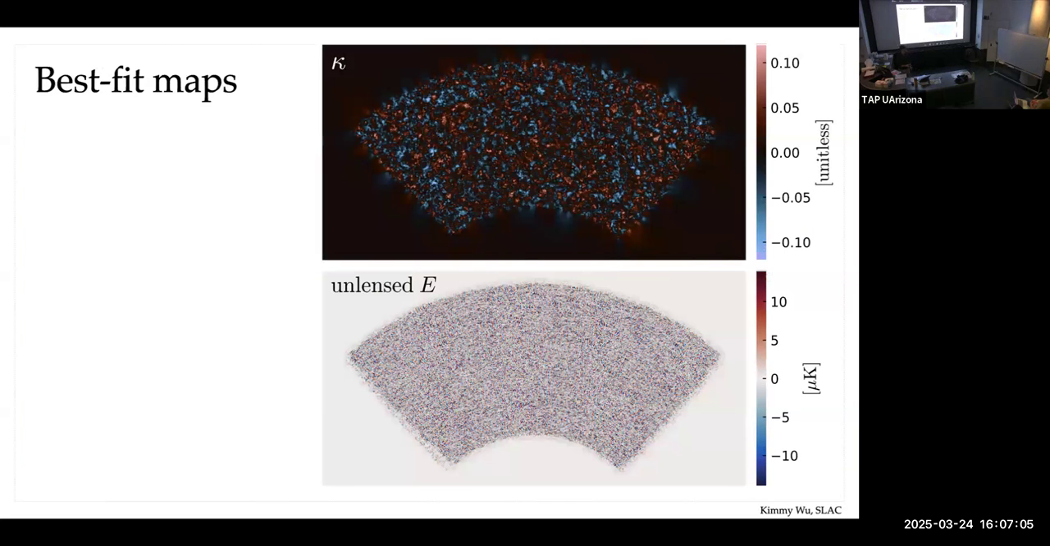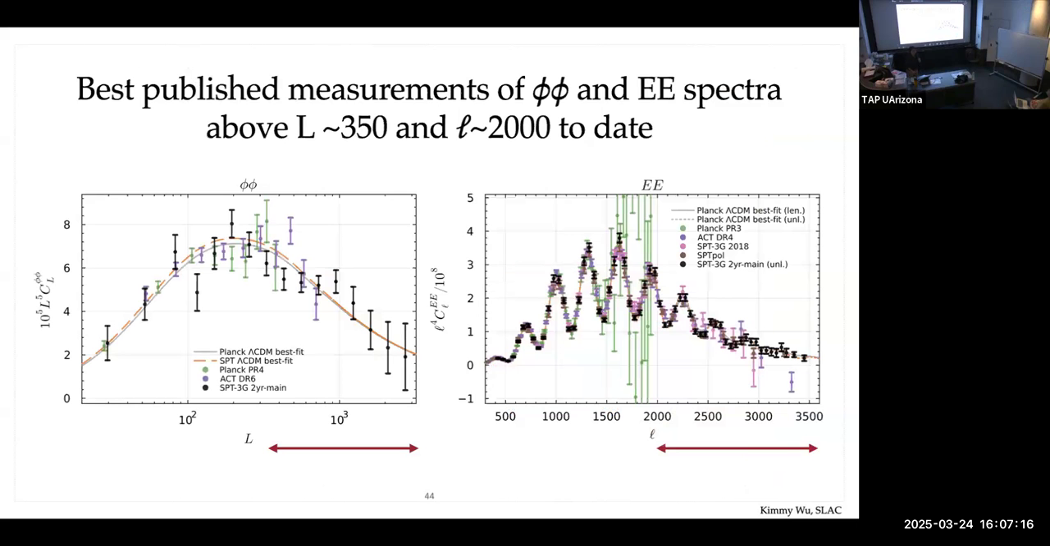So the input data maps are the TQU maps, and these are the best fit kappa, the CMB lensing convergence, and the unlensed E in data. And these are what the band powers look like given these maps. This is a very busy plot, but the black points are from SPT. This is the phi band powers. This is the E mode, unlensed E mode band powers.